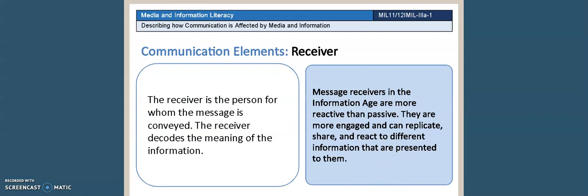Now let's discuss the receiver. The receiver is the person for whom the message is conveyed. The receiver decodes the meaning of the information. Message receivers in the information age are more reactive than passive. They are more engaged and can replicate, share, and react to different information that are presented to them.